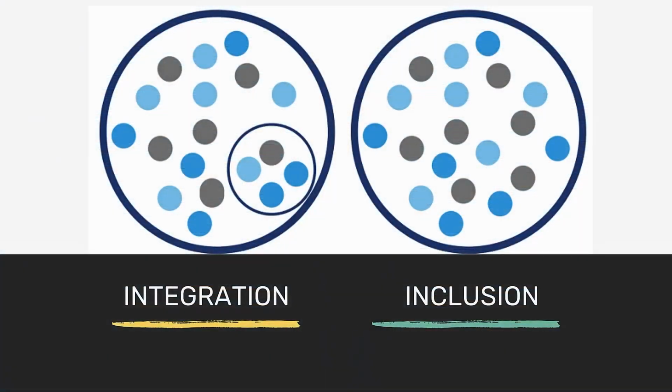How many people have seen this diagram floating around the special education world? The difference between integration and inclusion. There is a difference. So if you take a peek at the integration side, you see the circle, all of these dots, and in that corner, there are those 4 students that are integrating in.